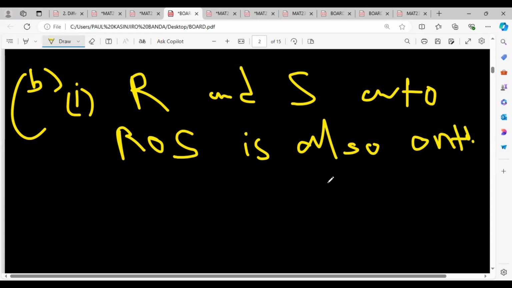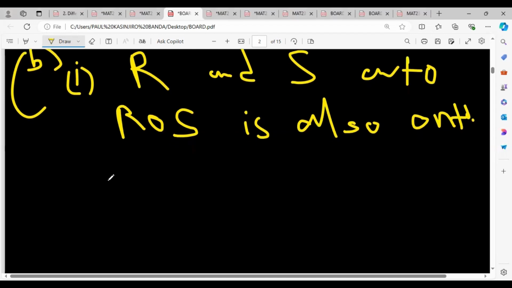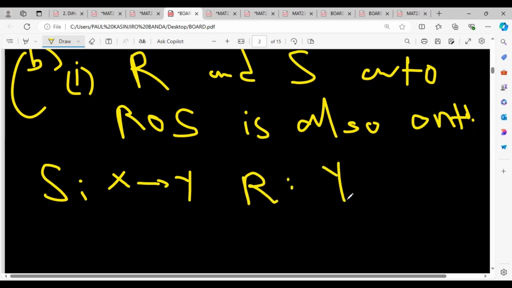So what do you think we should do? For your proof to be easier, you should establish mappings. You should say maybe the relation R maps this to this, and then S maps this to this. So for this proof, let's choose our relation S to be a mapping from X to Y, and then our R to be a mapping from Y to Z.